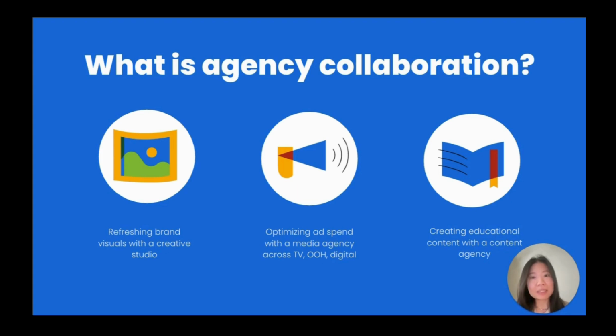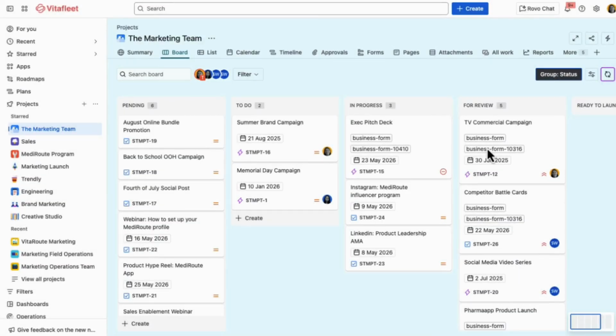That's where Jira comes in. It gives both internal and external teams a single place to stay aligned and keep work moving. Let's take a look at how this might work in our demo environment for VitaFleet, a fictional healthcare logistics company that specializes in the global distribution of medical supplies.